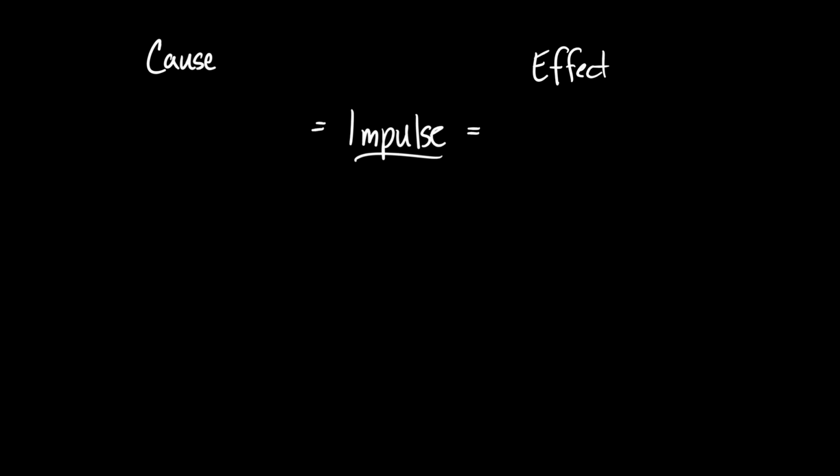The effect of impulse is the object's change in momentum. Applying an impulse to an object will change its momentum. So impulse is the change in momentum of an object. That is the effect. That is the outcome of applying an impulse. And I can write that really simple, or I can write it more complicated.